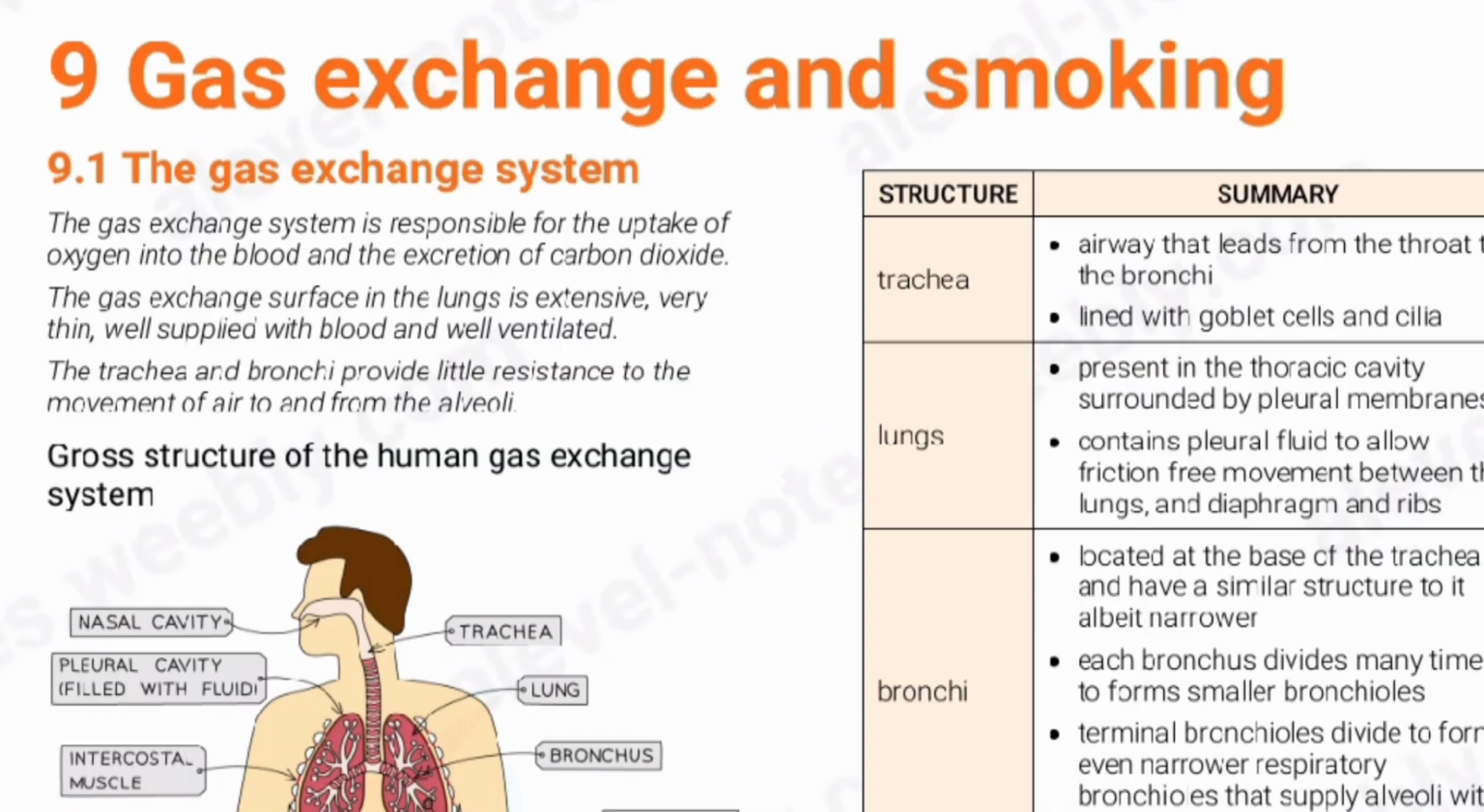Number one, blood pressure increases. Number two, heart rate increases. Number three, platelets become sticky. In other words, it increases the risk of thrombosis. Number four, endothelium damage. Number five, blood vessels contract. Number six, decreased blood flow to the extremities. So these are the effects of nicotine.